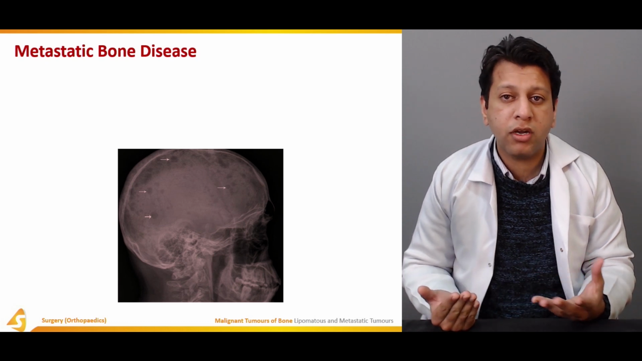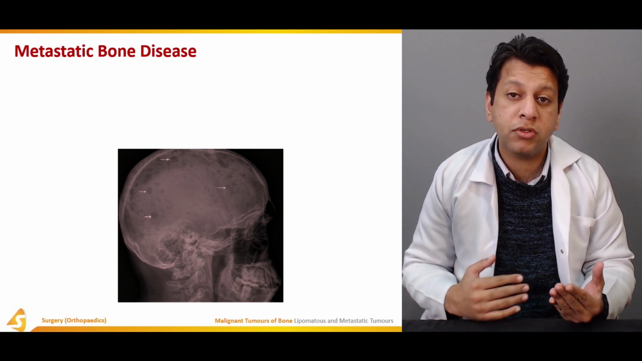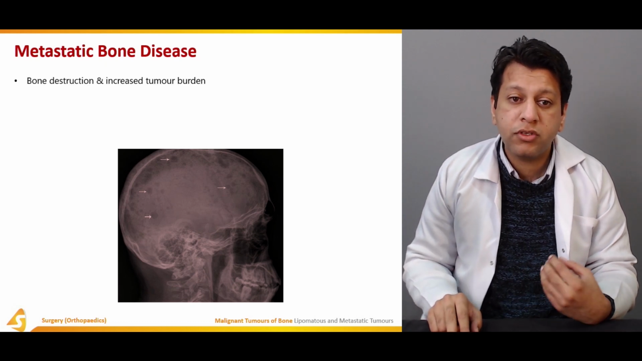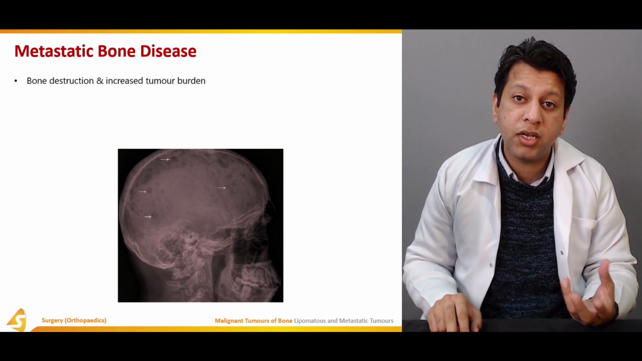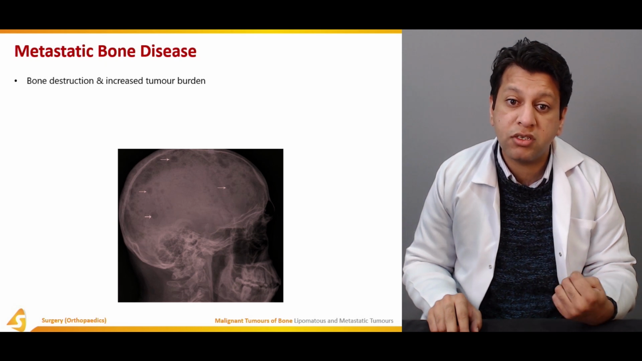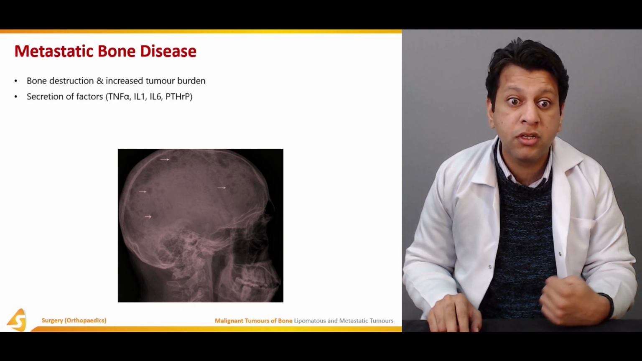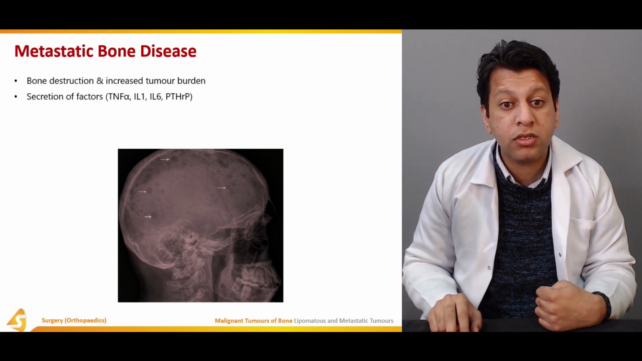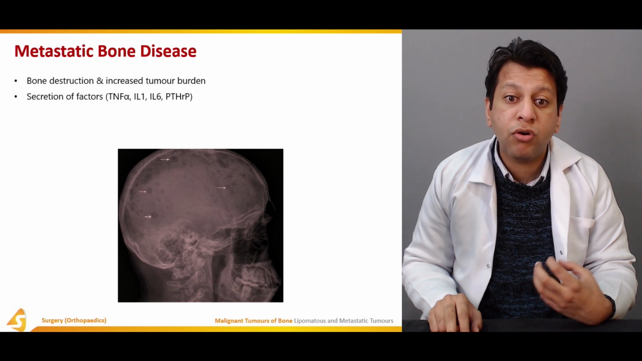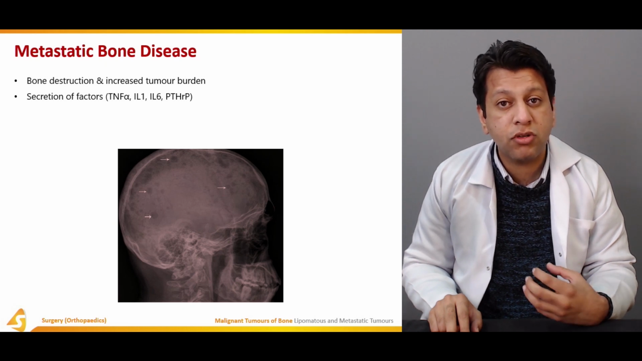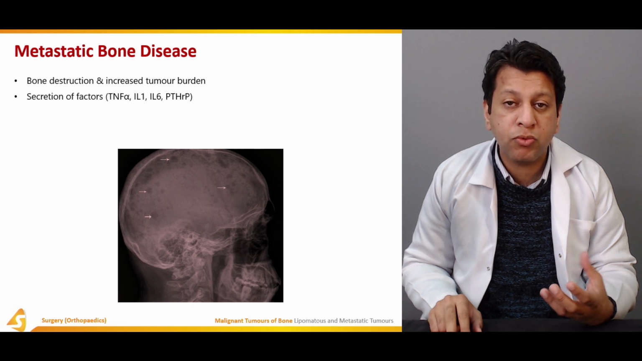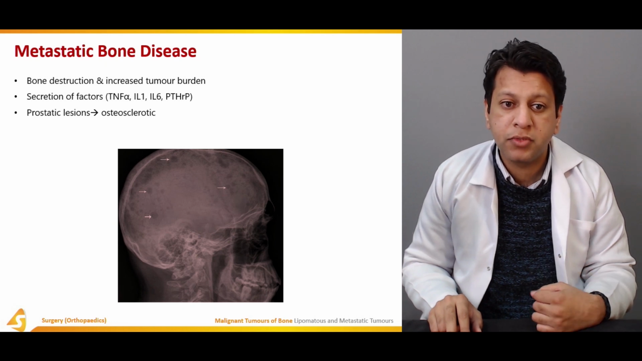In case of a lung tumor, if it metastasizes, it can present as a lytic as well as a blastic lesion. So the first thing we have to decide is whether it's a malignant lesion. Usually bone destruction and increased tumor burden would be seen. There will be secretion of factors such as TNF alpha, interleukin 1, 6, and parathyroid hormone-related peptide, which is classically seen in hyperparathyroidism due to parathyroid adenoma.